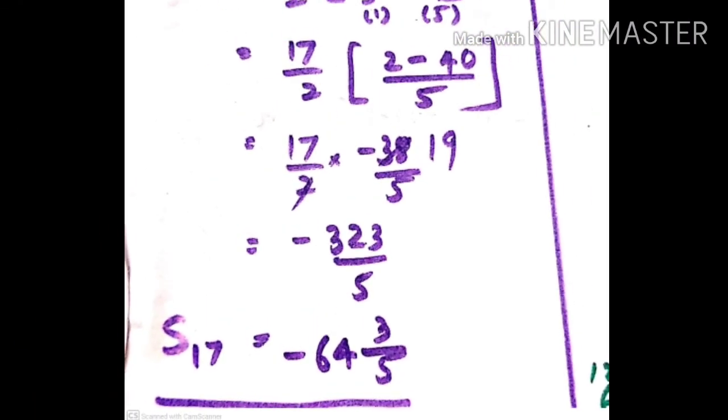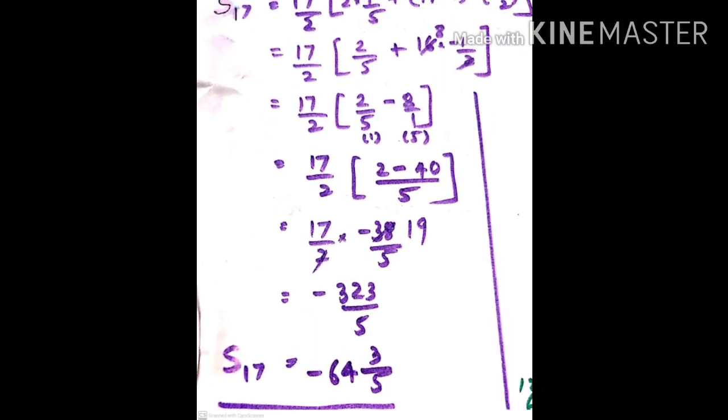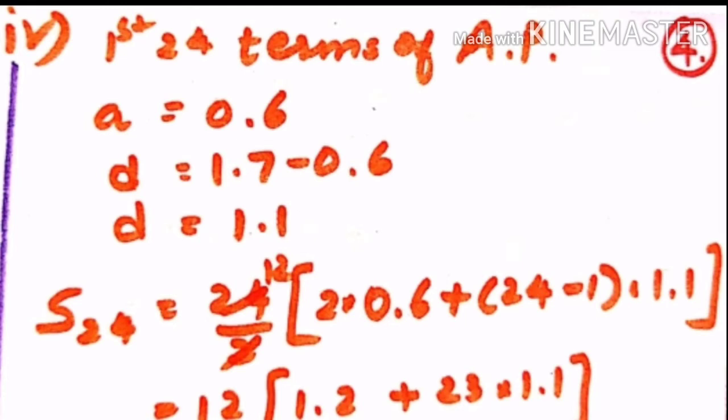Now let's see the next question. Next question is from the same first question number 4. That is the first 24 terms of an AP. We find the sum. For that the AP is already given: 0.6, 1.7, 2.8 and so on. So first of all we write the first term A is equal to 0.6. Then we find the common difference D is equal to 1.7 minus 0.6, that is 1.1.